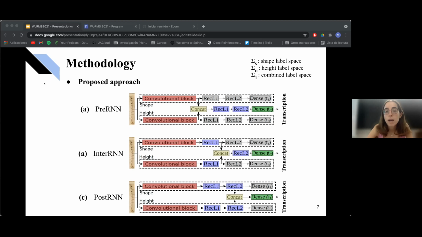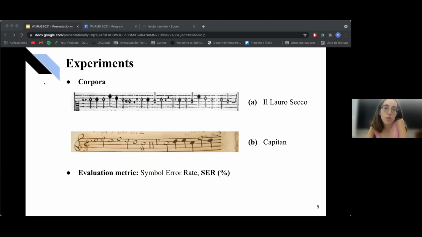Now to evaluate which one of these three scenarios works best, we are going to test all of them with two different corpora. As you will see later, they have a different graphical aspect, so our results can be clearer if we test on different corpora. The first corpus that we are going to use is known as Lauro Seco, and it basically has 155 typeset pages. The second one that you can see here is called Capitan, which Enrique introduced earlier in the presentation. It has 96 pages and is, as you can see, handwritten music.